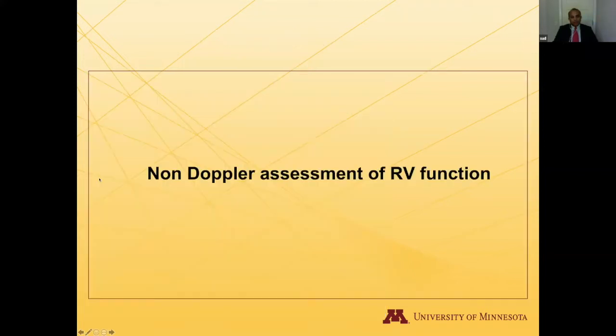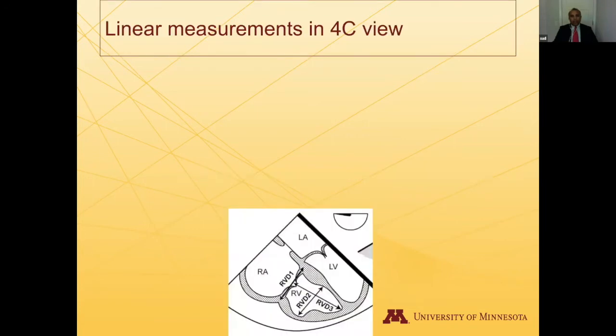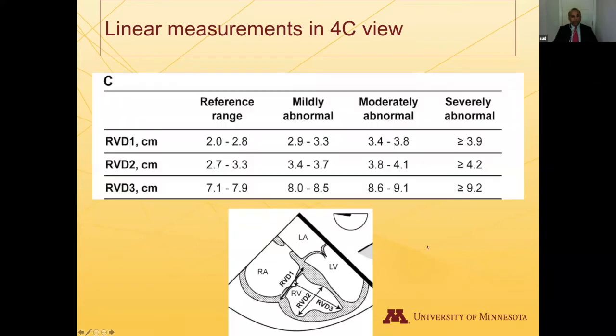Now let's take a look at the non-Doppler assessment of RV function. This is mostly the linear measurements. In TEE, when you look at the linear measurements, it's usually in the 4-chamber view. And as you can see in this cartoon, there are 3 dimensions you measure. One at the tricuspid annulus, and the second measurement is where the tricuspid valve leaflet, when it opens, meets the free wall of the right ventricle. And the third dimension is perpendicular to these two.